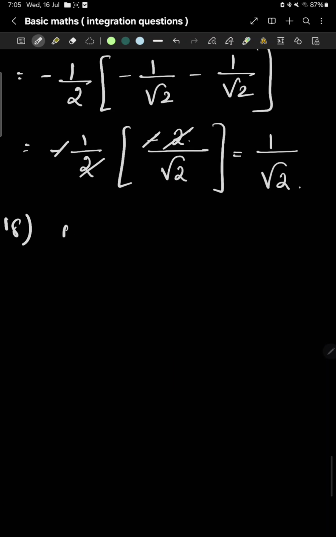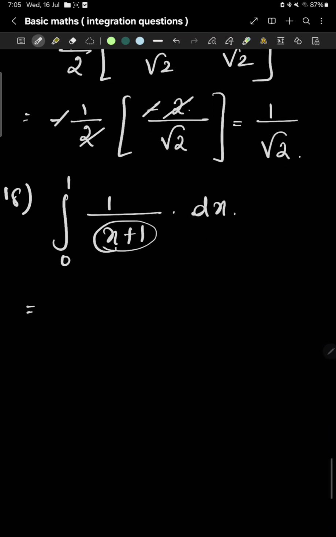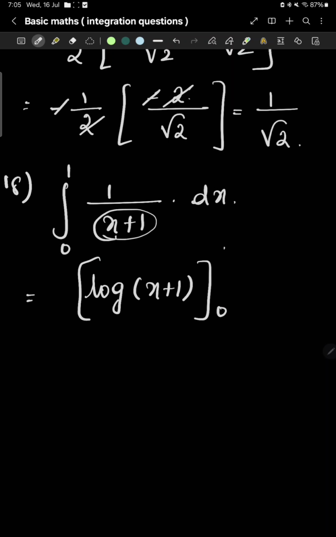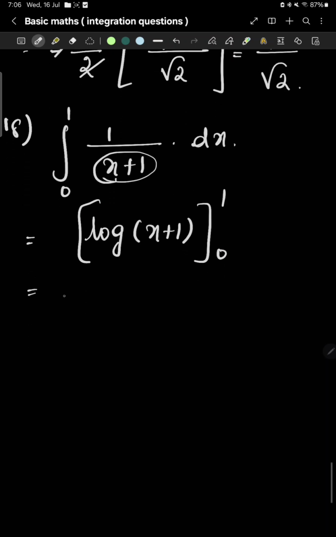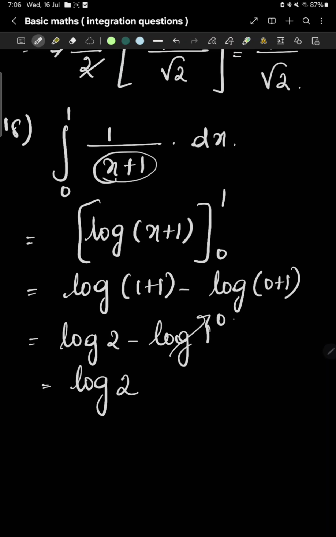And the 18th question is the integral from 0 to 1 of 1 by x plus 1 into dx. Now see here, if I differentiate the denominator, I will get the numerator. So it will be log of x plus 1, and the limit is from 0 to 1. When I substitute the upper limit, it will be log of 1 plus 1 minus log of 0 plus 1. So it will be log 2 minus log 1. The log 1 is 0. So I will get the answer as log 2.